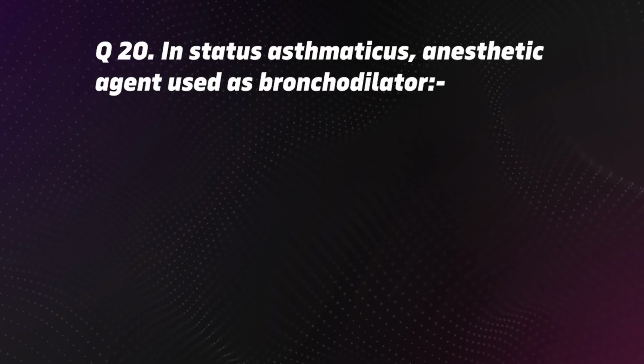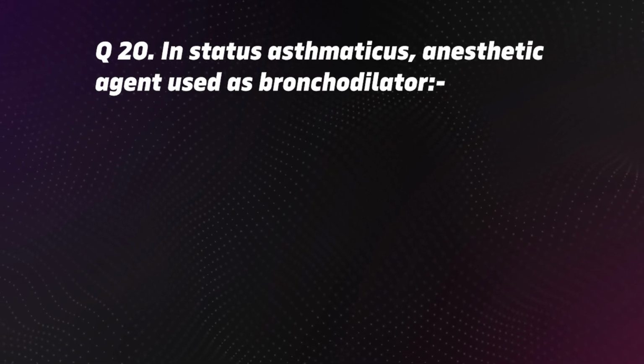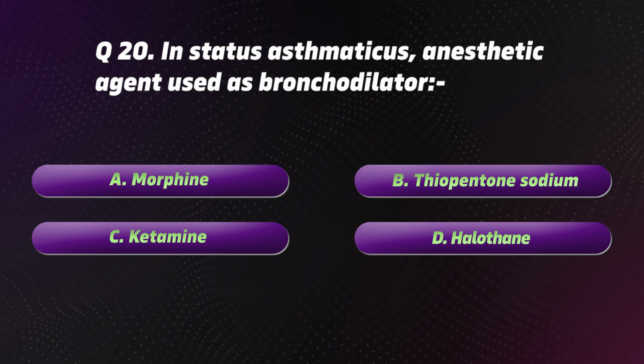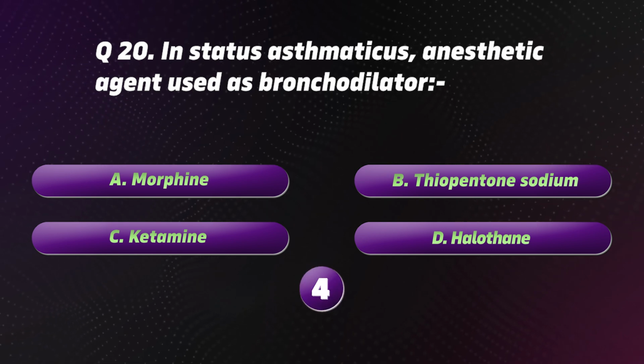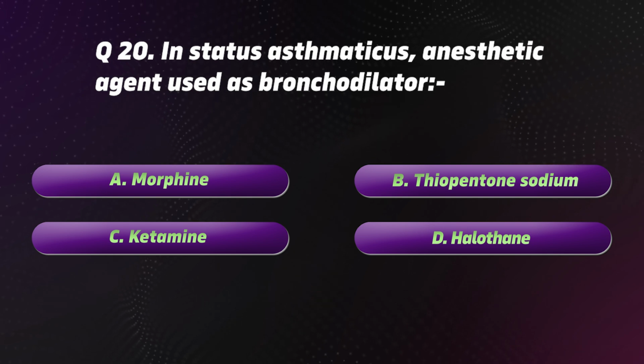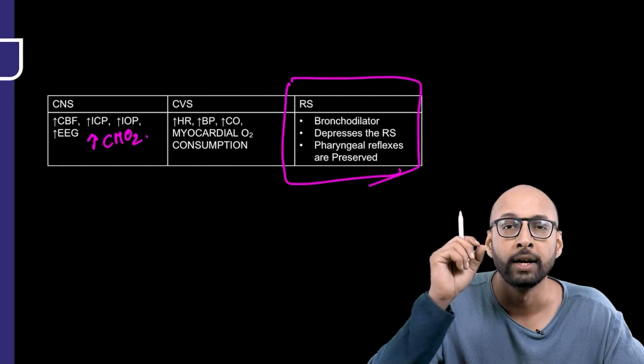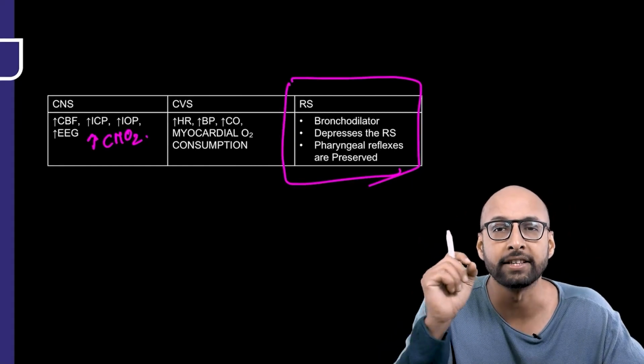Question 20. In status asthmaticus, anesthetic agent used as bronchodilator. Here are the options. A. Morphine, B. Thiopentone sodium, C. Ketamine, D. Halothane. And the correct option is C. Ketamine. Here is the explanation. Now, ketamine is the best bronchodilator.